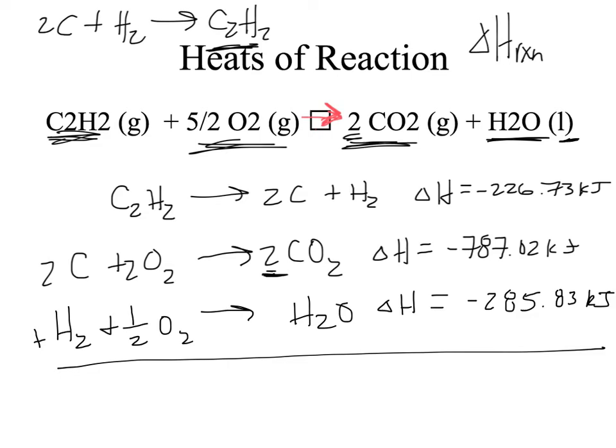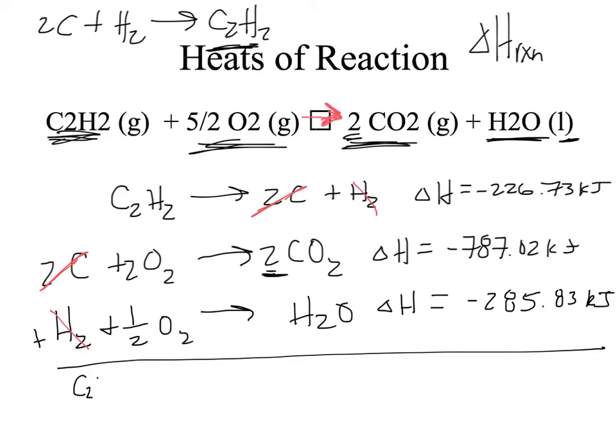Remember, we're going to cross out the things that are on the reactant side that are the same as what's on the product side here. I can see I've got 2 C's that'll go away. I've got an H2 that's going to go away. And I think that's it for all the things I can cross out. So let's write out everything that's left over.